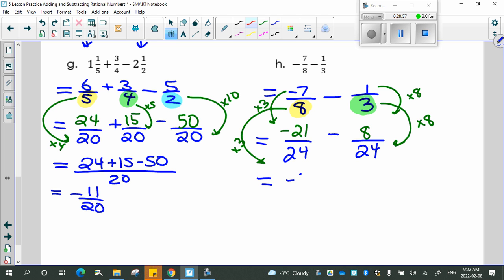Which I can think of as negative 21 subtract 8, 24ths. The denominator stays the same. I have to figure out what negative 21 minus 8 is. So I'm at negative 21 and I'm subtracting 8, so I'm still going that way. Negative 29 24ths, and does that reduce? No, 29 is prime again. Okay? All right, awesome.